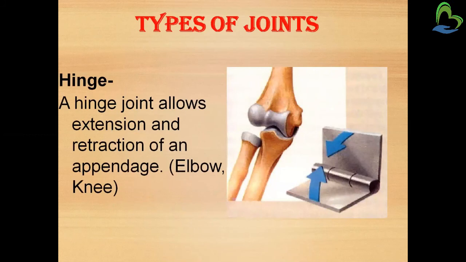Now the other types. The hinge joint allows the extension and retraction of an appendage. The elbow and the knee are hinge joints, right? They are included in this type of joint.